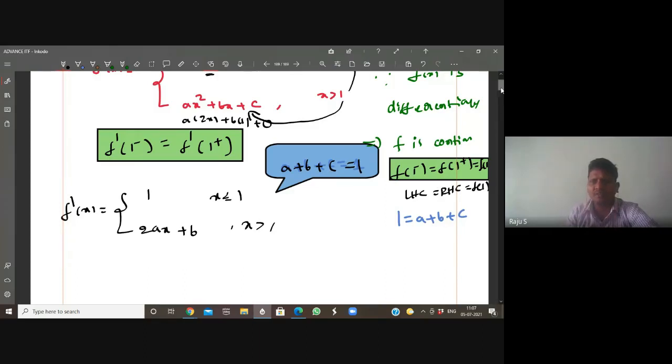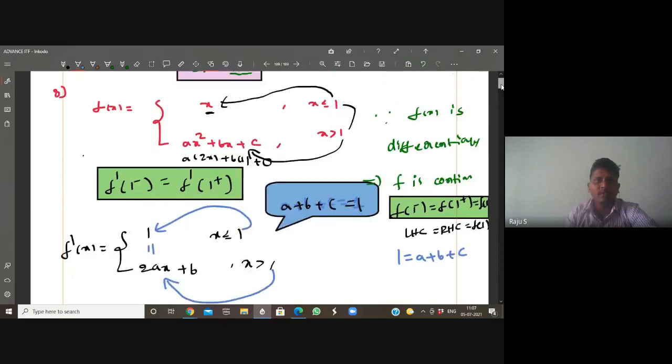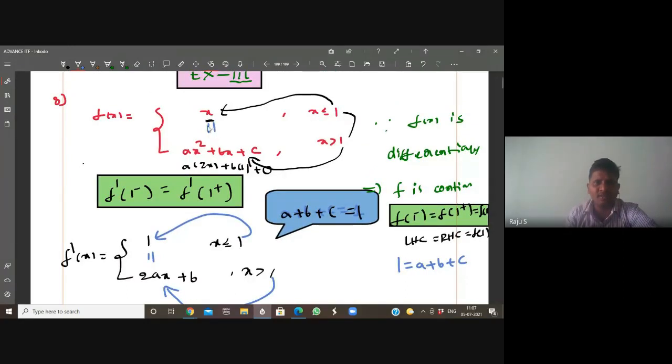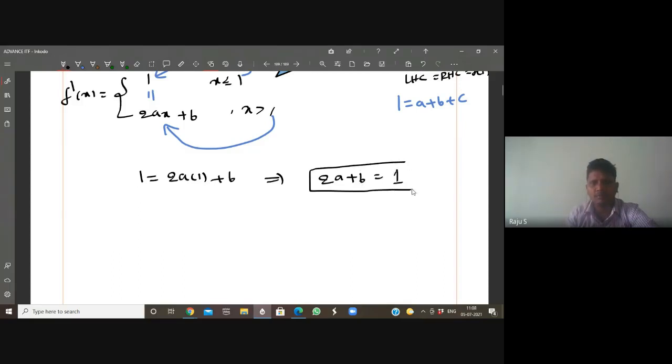Now can I substitute after differentiating? How can you find the left and right derivative? By substituting 1 here, and you should equate both because it is differentiable. I substituted 1 directly and equated these two. After differentiation, again I substituted 1. So here 1 is equal to 2a into 1 plus b, which implies 2a plus b is equal to 1.